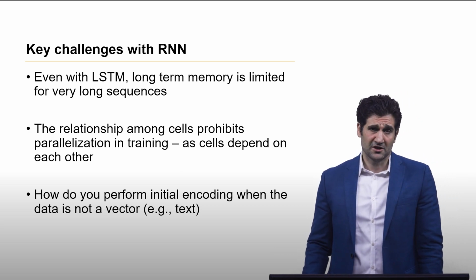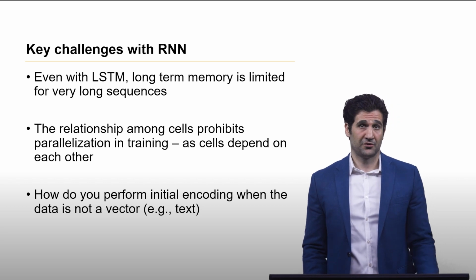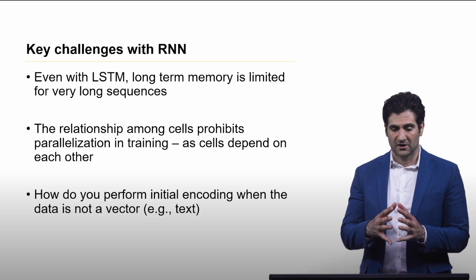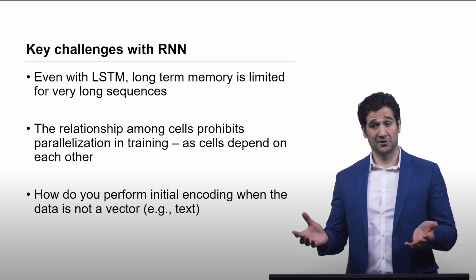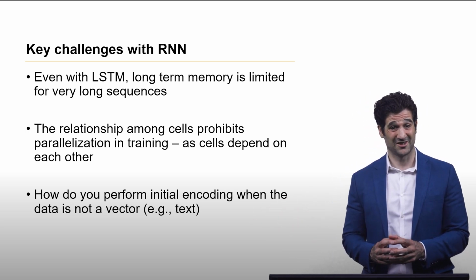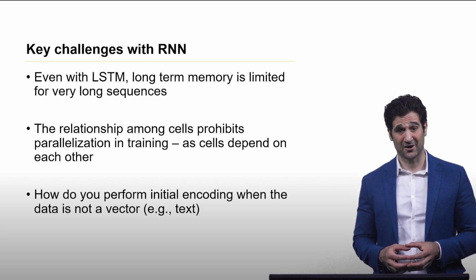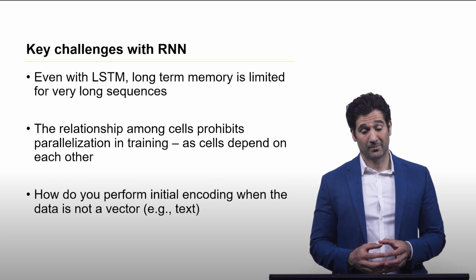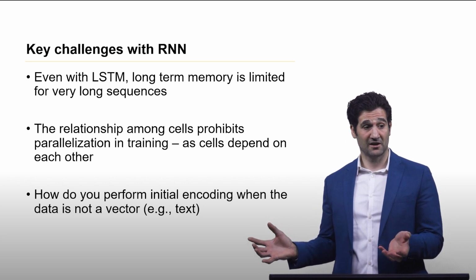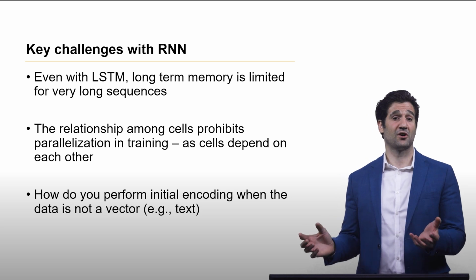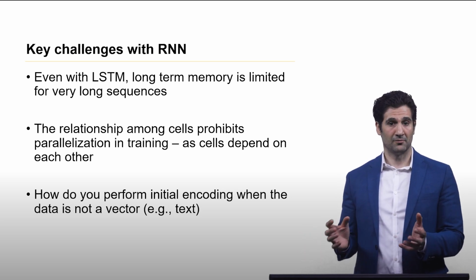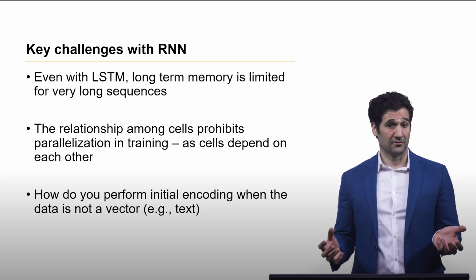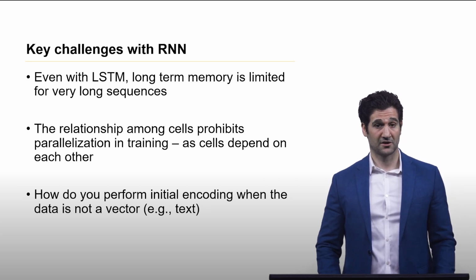There's another interesting issue in that if you think back to the lectures on convolutional neural networks, we dealt with images which are really just giant matrices because pixels are just numeric values specifying a color intensity. Language is not like that. So you have to do what's called an encoding of the text. So how do you perform this initial encoding is also another key challenge with RNNs.